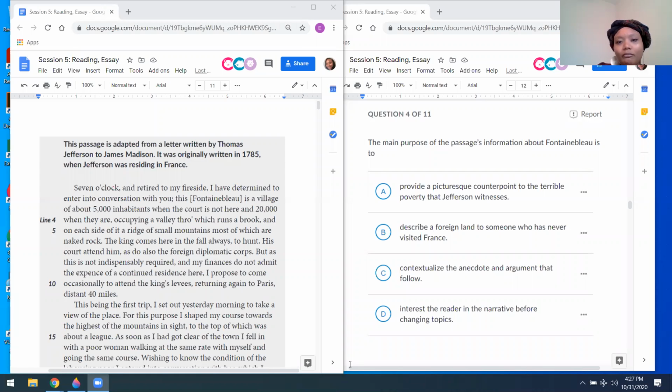Okay, so let's say, and this is a question I'm going to pose to you guys, you can unmute yourselves and just say the answer. Whatever you remember about the passage, let's suppose we took out the information about Fontainebleau, because this is asking what the main purpose of that information is. Let's say we took out the first paragraph. How do you think that would change the rest of the passage?